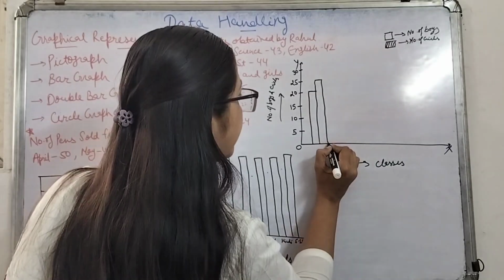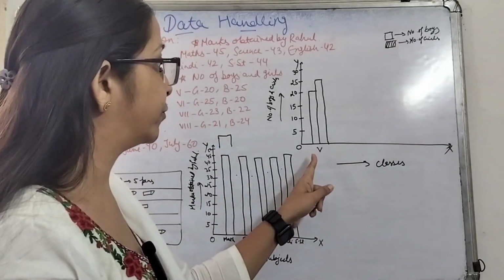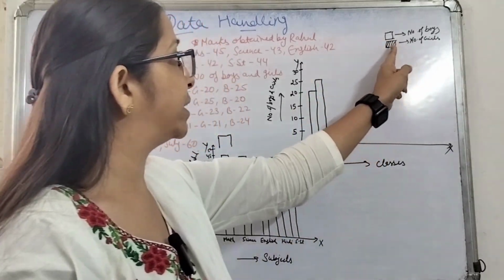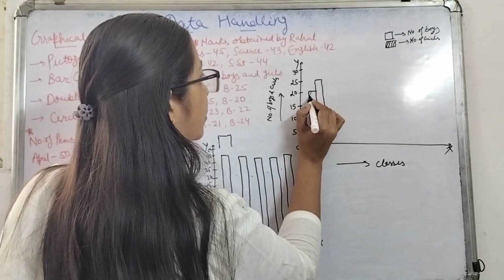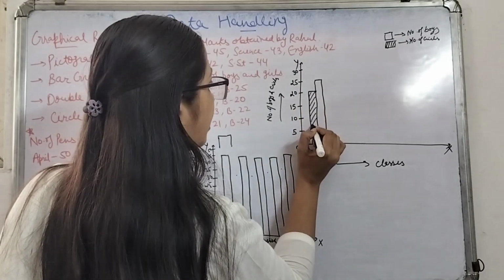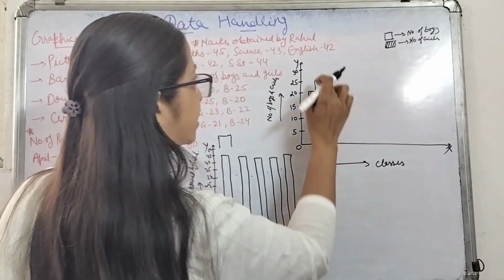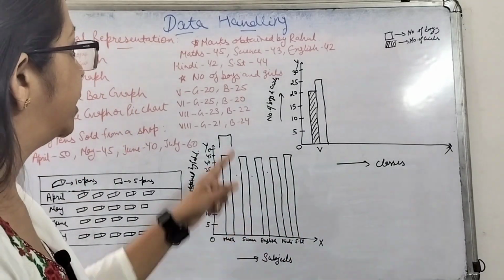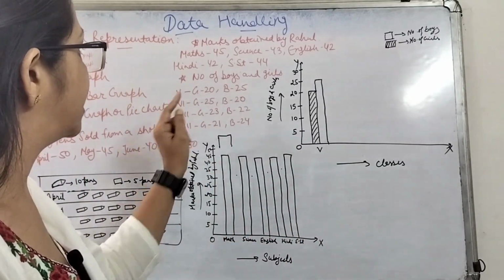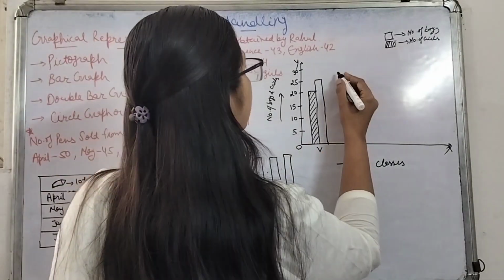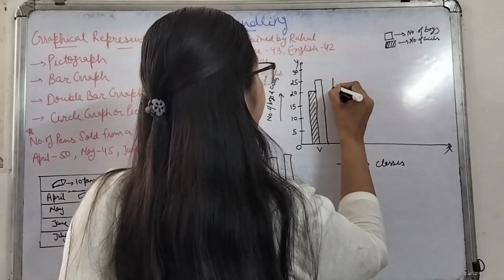This is for your class 5th. This is your 5th class. Now number of girls is denoted by this type of bars, so this will be showing your number of girls. And this is showing your number of boys. Now taking your 6th class. In 6th class, number of girls is 25. So this is your 25.